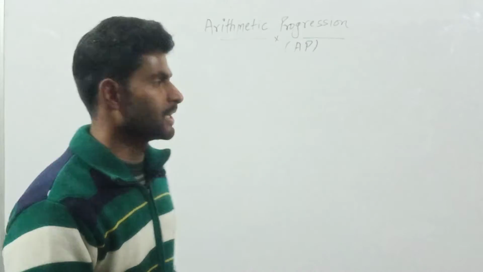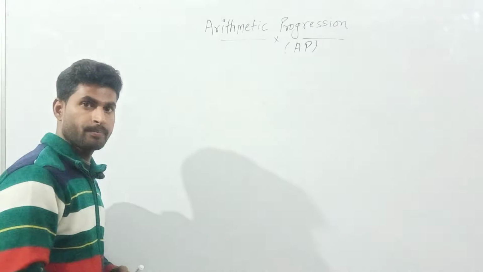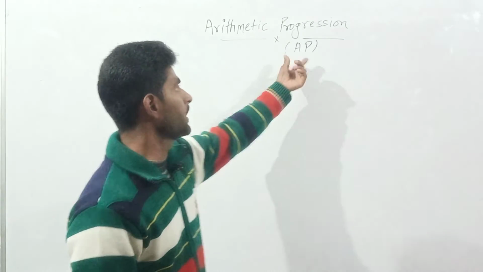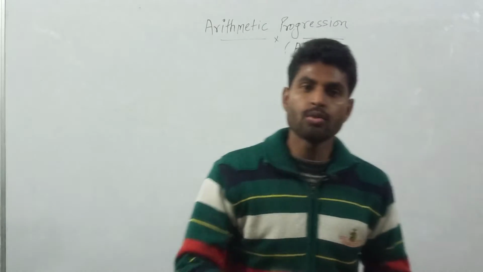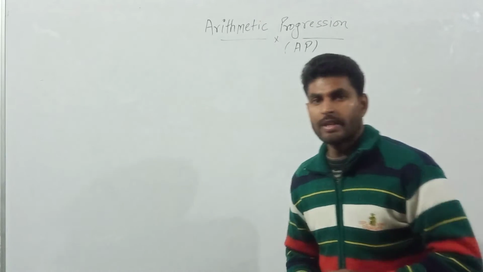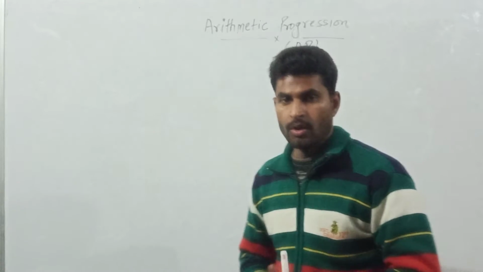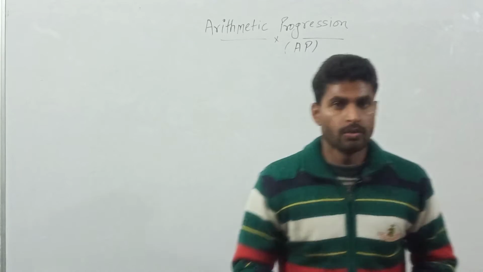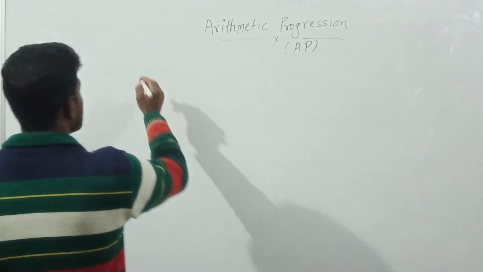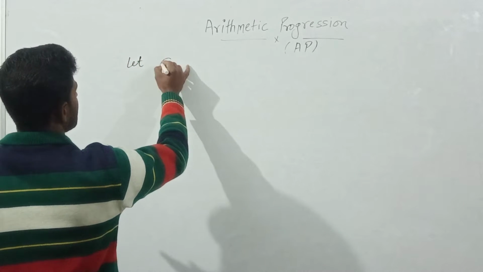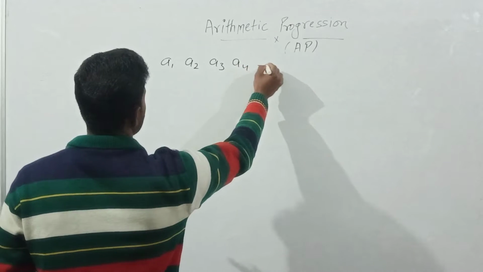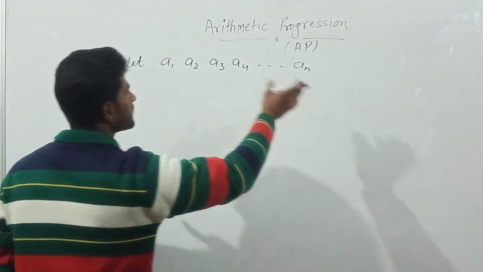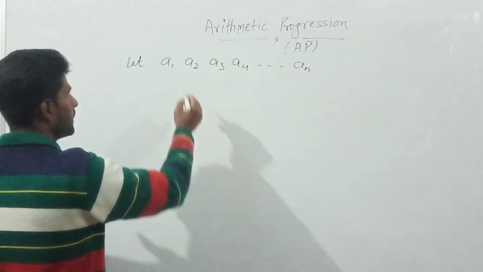Today I am going to discuss arithmetic progression, or in short form AP. In this video I am going to cover how to identify whether the given series is AP or not. So let a general series be A1, A2, A3, A4, dash, AN. This is the general series we have.